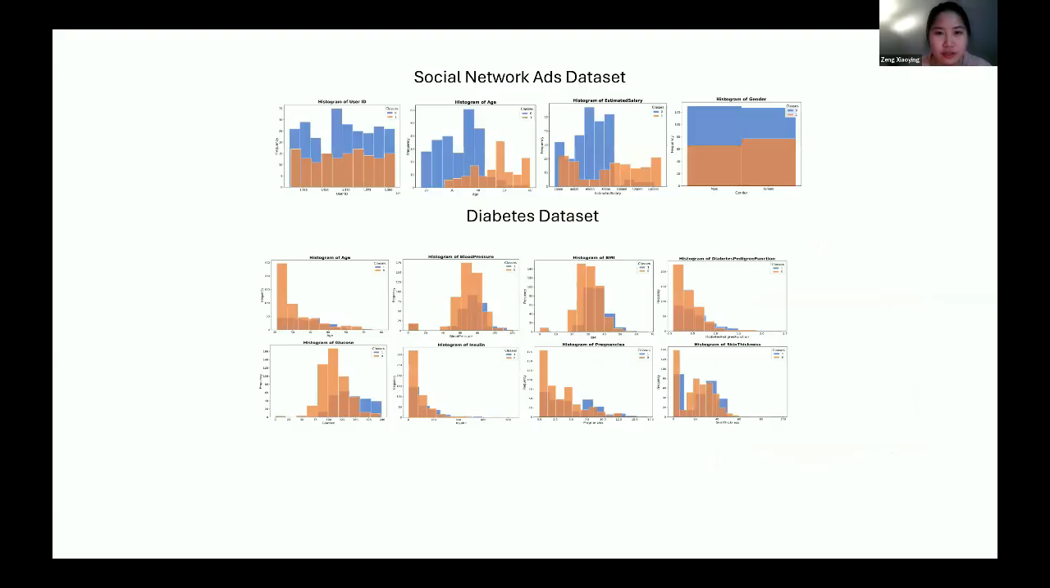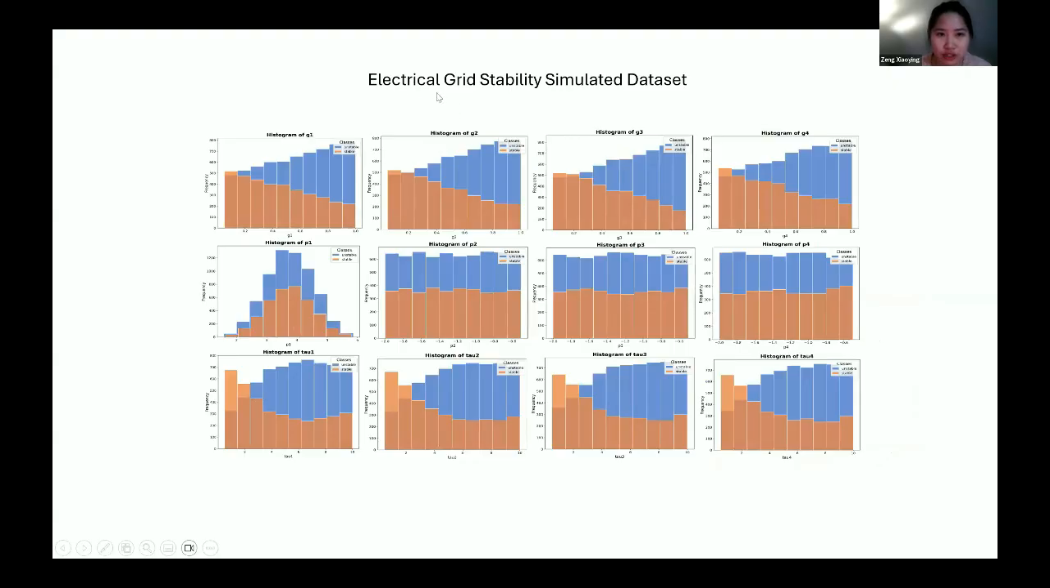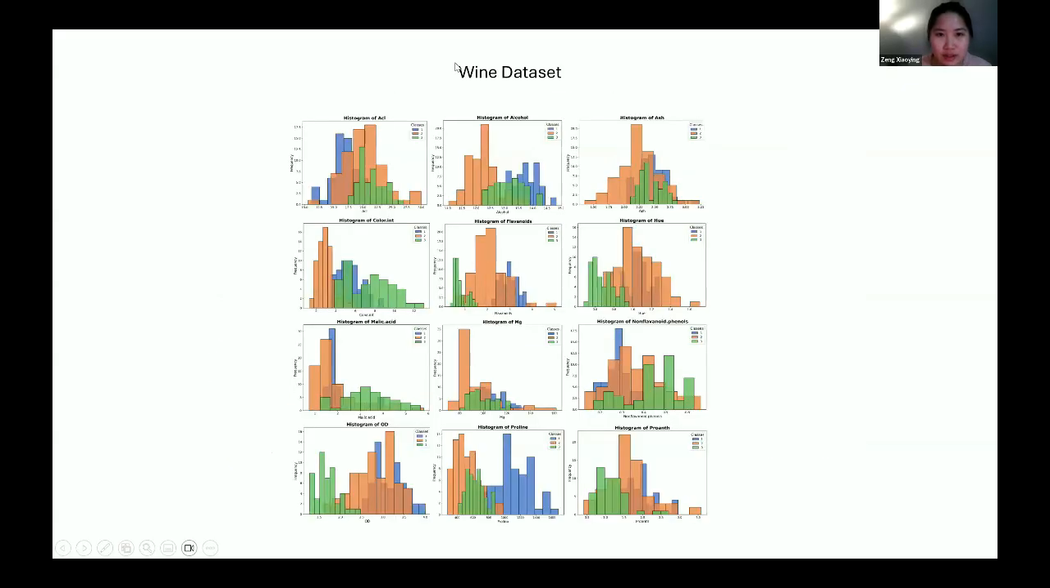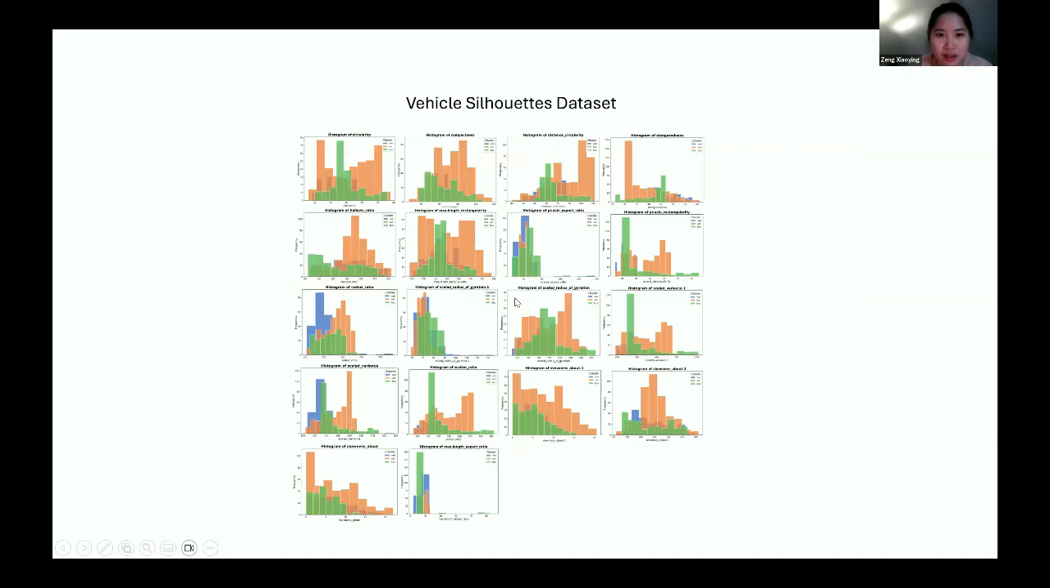We also use some other common datasets, like the social network ads dataset. You can see that the levels all overlap together, so it is very suitable for the stable distribution. There are also datasets like the electrical grid stability simulated dataset, where the levels overlap together as well, and the hotels dataset.